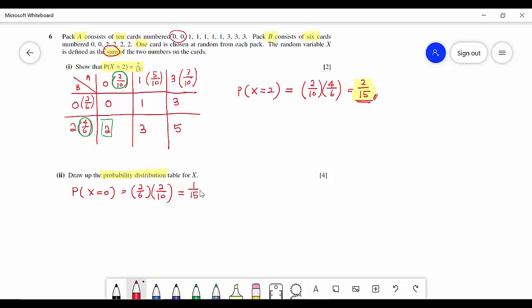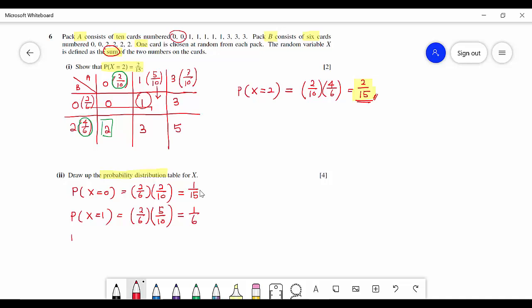Then the next one will be x equals 1. To get the probability for x equals 1, you look at the probability that we get 5 over 10 multiplied with 6 over 2. So I'm having 2 over 6, sorry, 2 over 6 multiplied with 5 over 10. So for this probability, you should get 5 over 30, is it? Oh, so when I simplify, I will get 1 over 6.